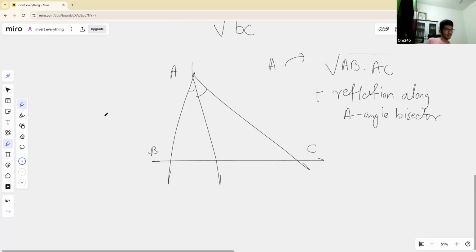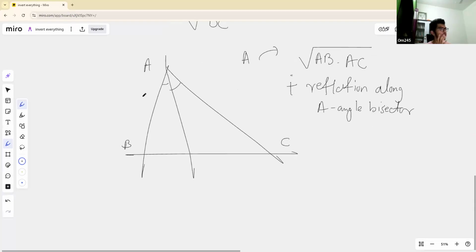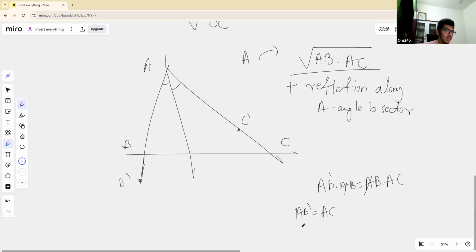So first, let's just apply this. If we apply root BC inversion, then B should map to some B dash and C should map to some C dash, such that B dash times AB equals the square of the radius, which is AB times AC. That tells us AB dash is equal to AC, and AC dash, as you can guess, is equal to AB.